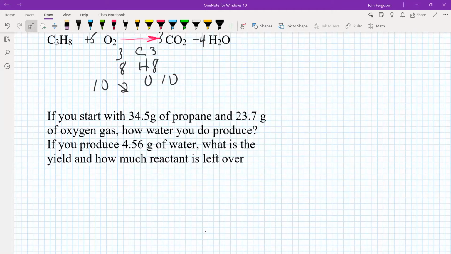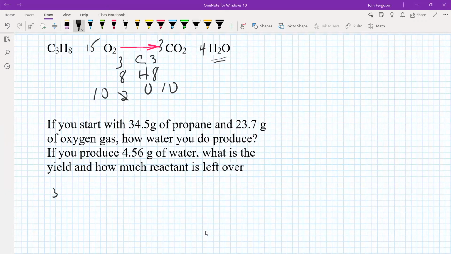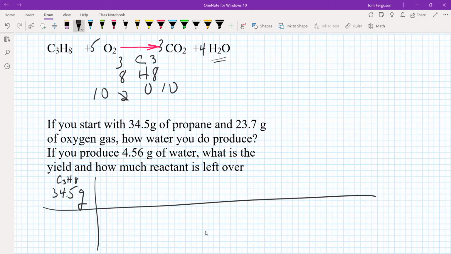Okay, so if we start with 34.5 grams of propane and 23.7 grams of oxygen gas, how much water do we produce? Okay, how much water do we produce? Well, since I've given you 2 givens, that requires 2 calculations to determine which will produce the least amount of water, the product. Okay, so let's do propane first. And the first step is always convert the grams to moles.